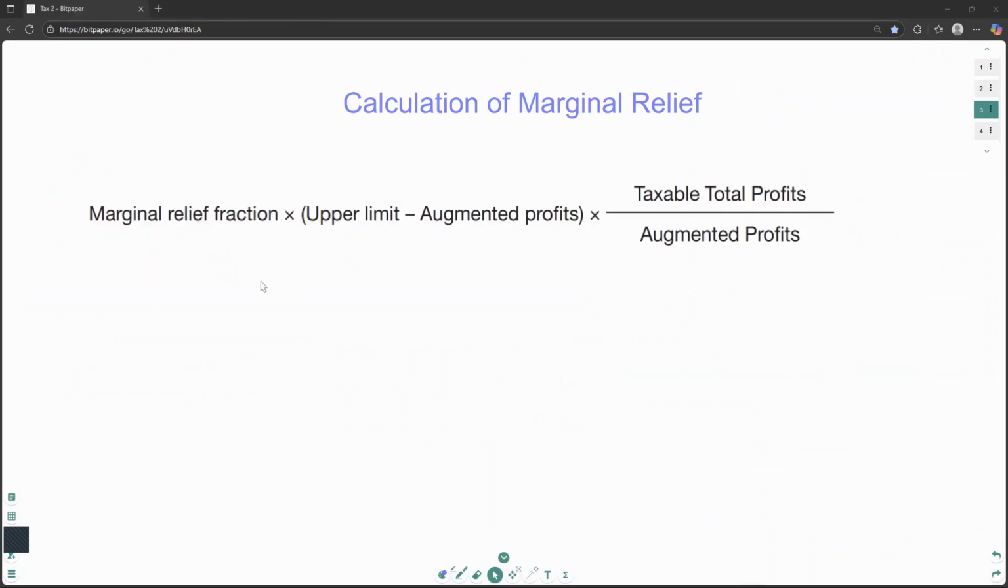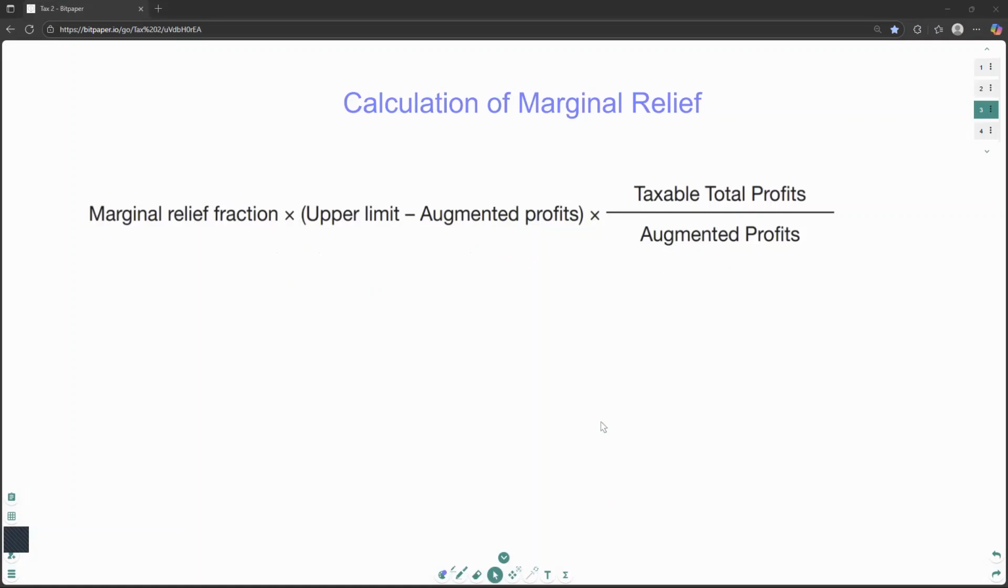So just to summarise the calculation of marginal relief, we know it's the marginal relief fraction, which is 3 over 200 times the upper limit, 250,000, minus the augmented profits times taxable total profits over augmented profits. So it is quite a tricky formula.